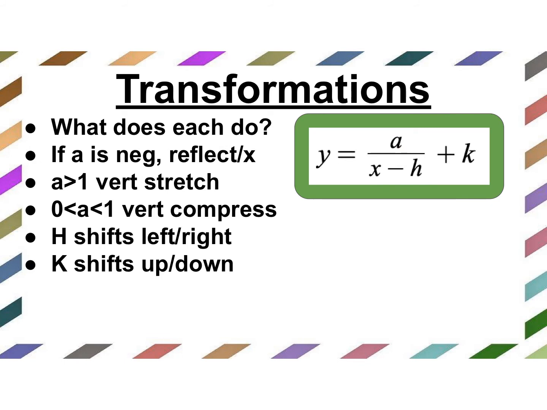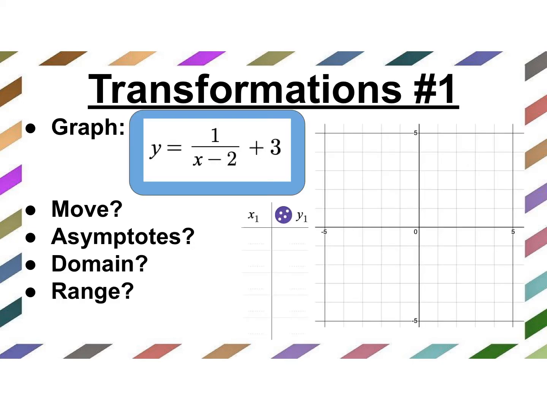And we have this. Also, if A is negative, that's going to be reflected over the X-axis. So let's try one. Here we have our graph of y equals 1 over x minus 2 plus 3. I want to think about how I could describe my transformations, and that's what I mean by the word move.